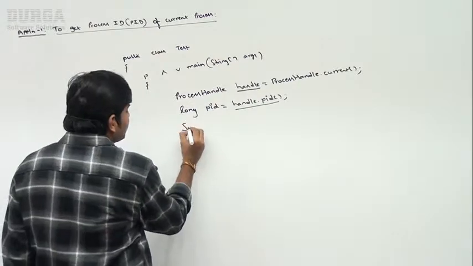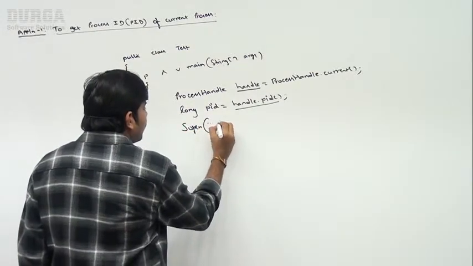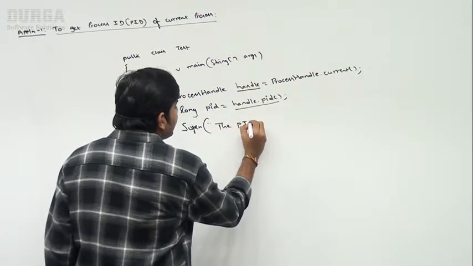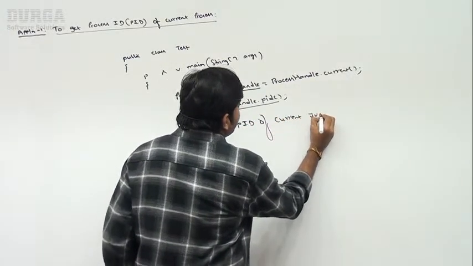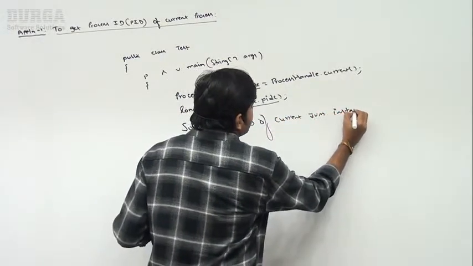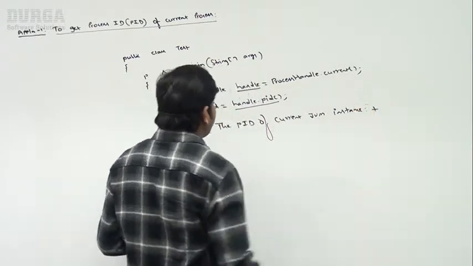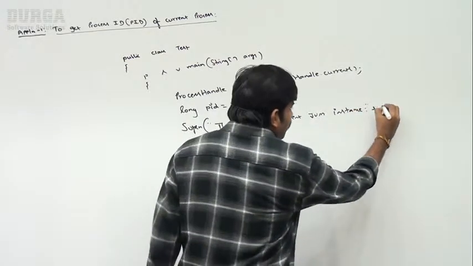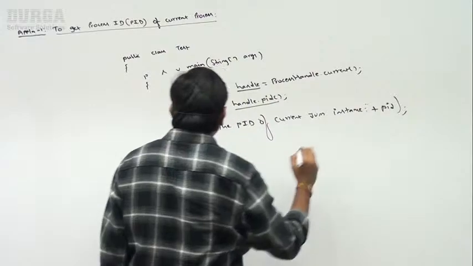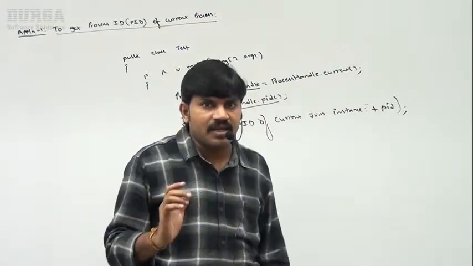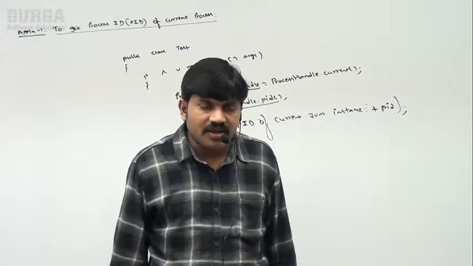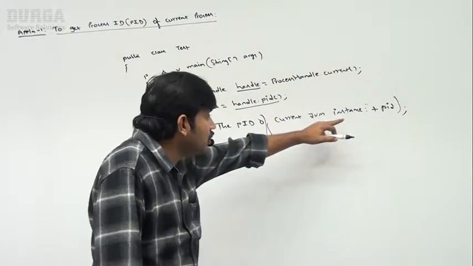Just let me print, sir. System.out.println, the process ID of current JVM instance. Can you please print that PID? That's all. Sir, now I want to show this process ID from the task manager. Are you getting that?